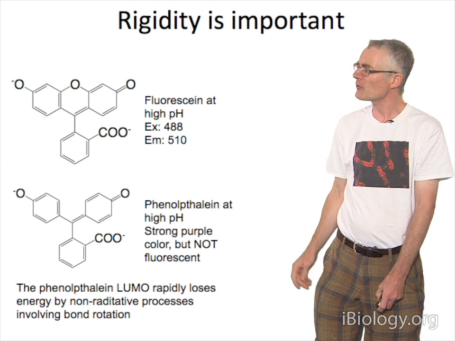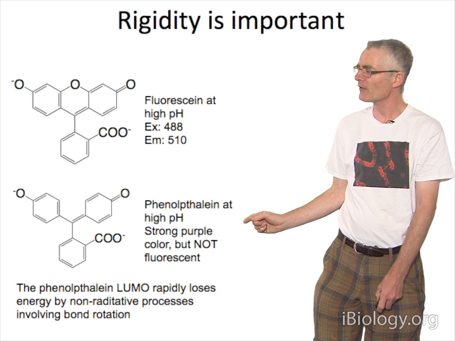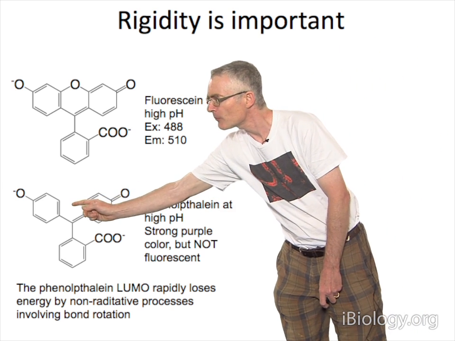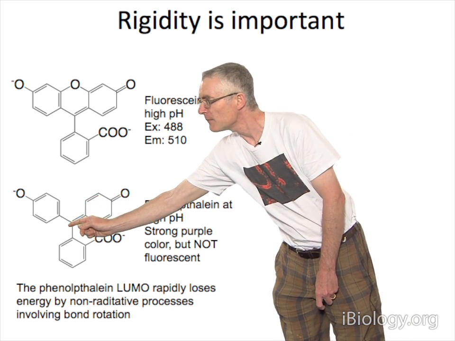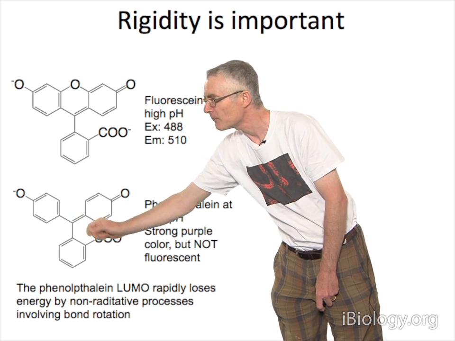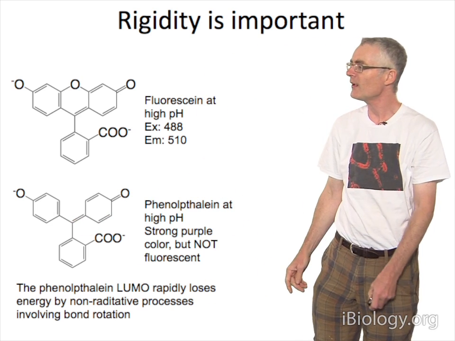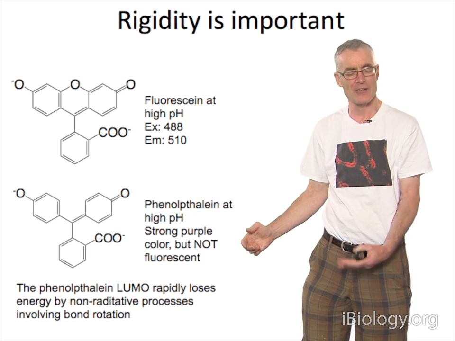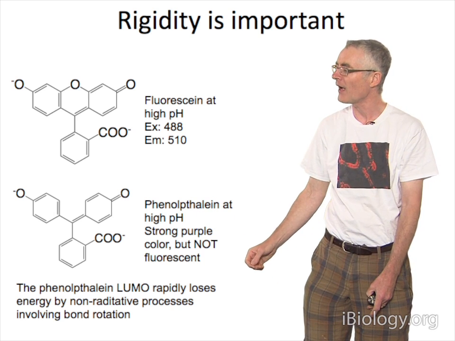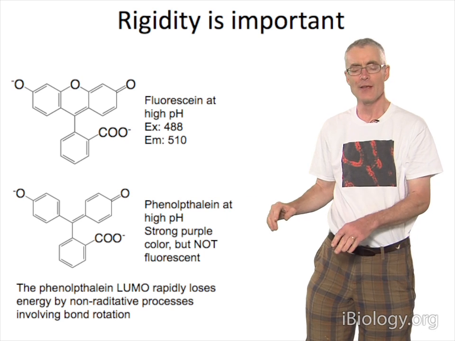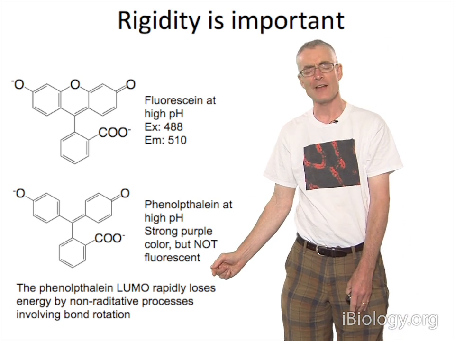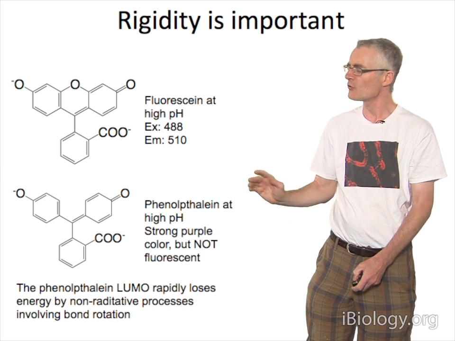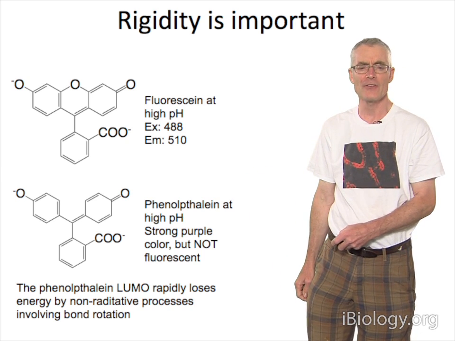And then here's the point about rigidity, comparing fluorescein to another closely related molecule, phenolphthalein. The only difference here is this bridgehead oxygen is missing, and it means you can rotate around this bond here, so these rings can twist. As a result, phenolphthalein is highly colored. In its high pH form, it's purple. It's used as an indicator dye, but it's not at all fluorescent. Basically, the LUMO can lose energy very rapidly by a rotational process. So rigidity matters as well as size.